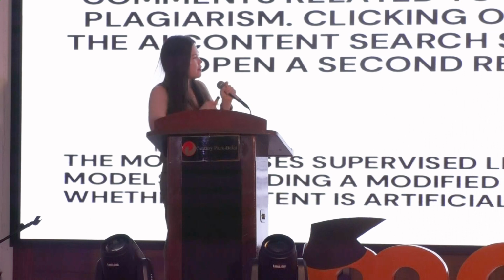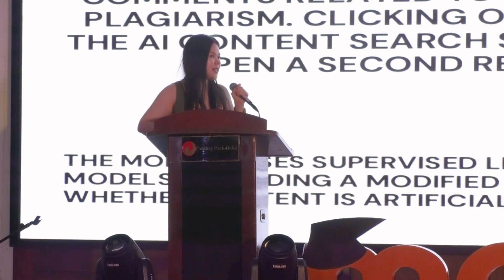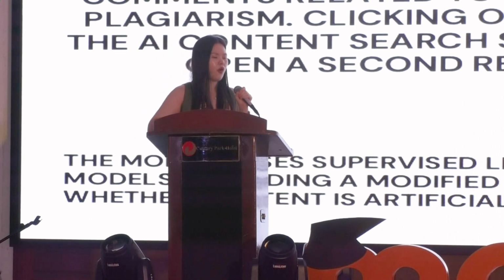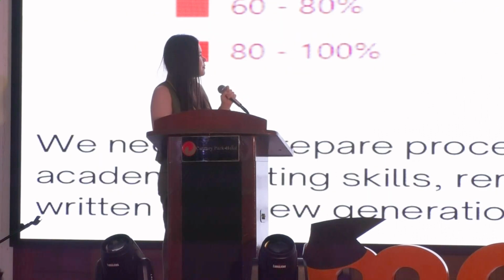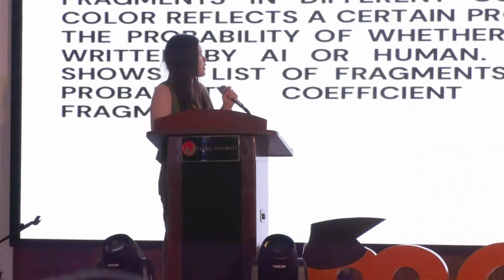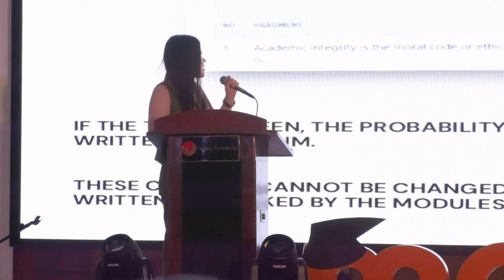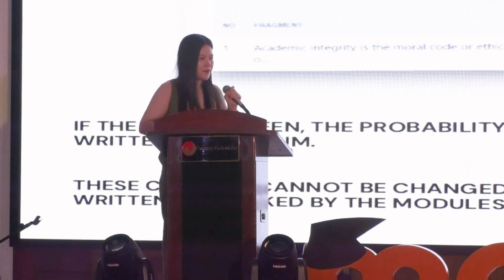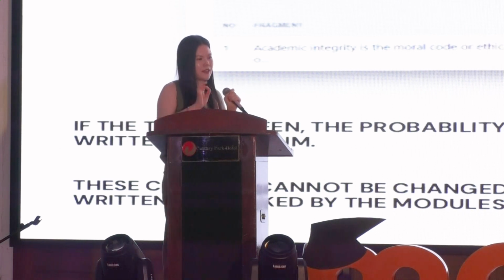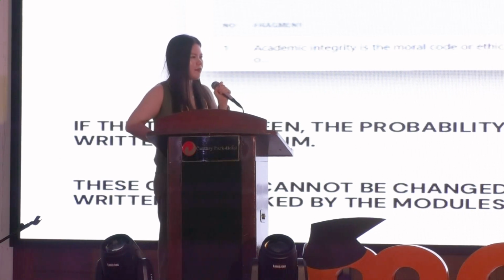Okay, so we have this detailed information. You see not only the percentage of AI, but details that allow you to open an additional report inside of the report. As you see on my screen, it's called the AI detection report. If you click on the details, it will automatically appear.